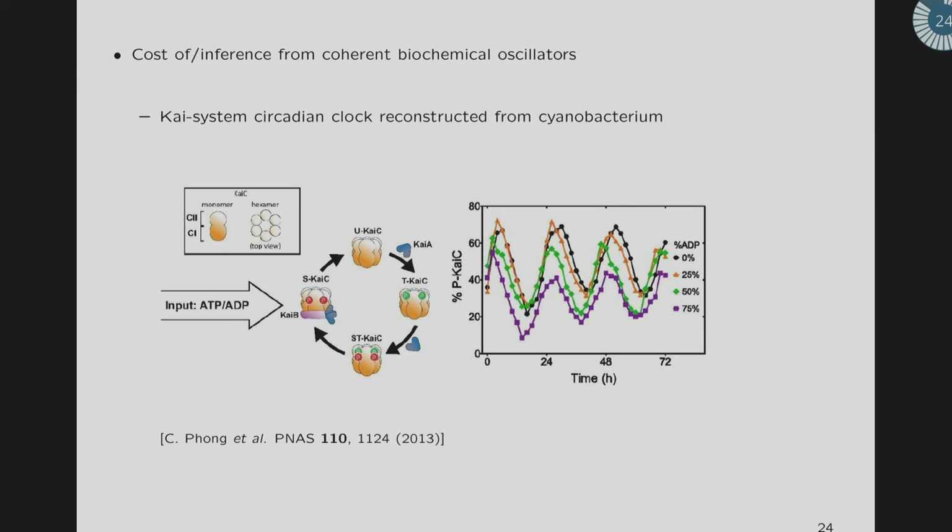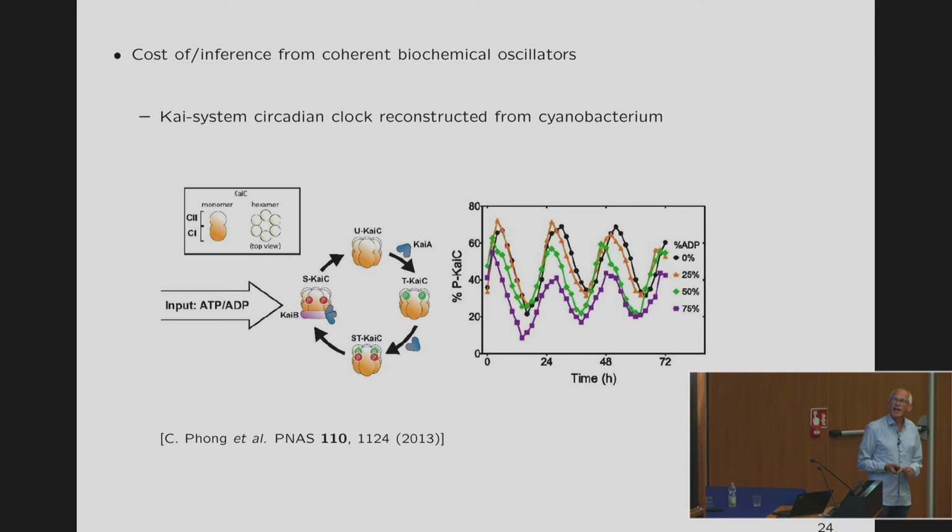Okay, now in the last 5 minutes, I want to talk about the cost or the inference from observing or wanting to create biochemical oscillations. And of course, one of the famous ones are these circadian rhythms, which people could reconstitute in a sense in a test tube.